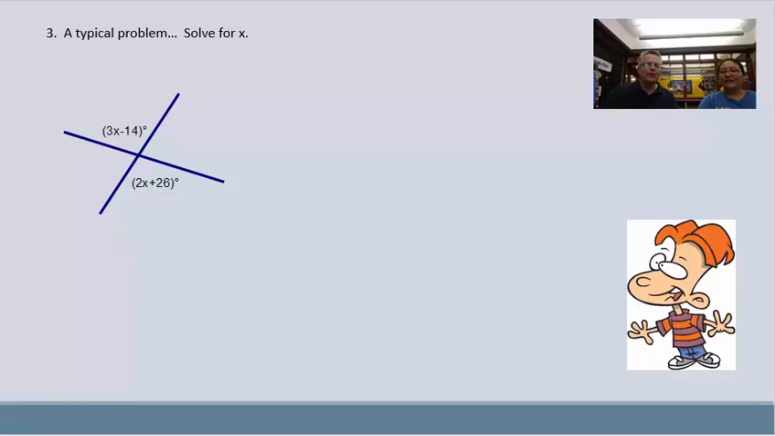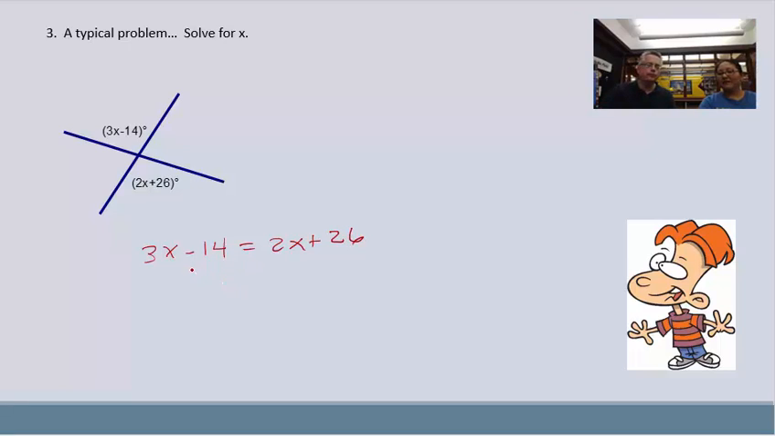All right, here we go. There's always some algebra involved. So now we have these two opposite angles. So that would be 3x minus 14 equals 2x plus 26. The most important part is what's the relationship? Do these two add to 180, or are they equal, or something else? Since they're opposites, they're vertical angles, they have to be equal. So you set them equal to each other. All right, ready to solve?